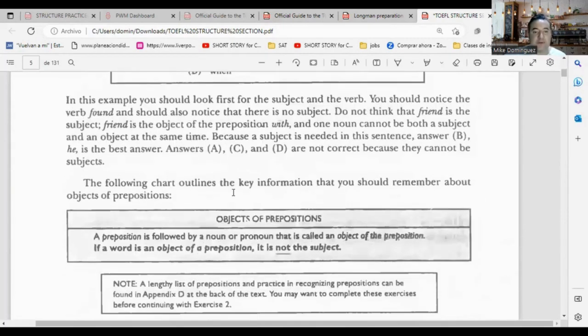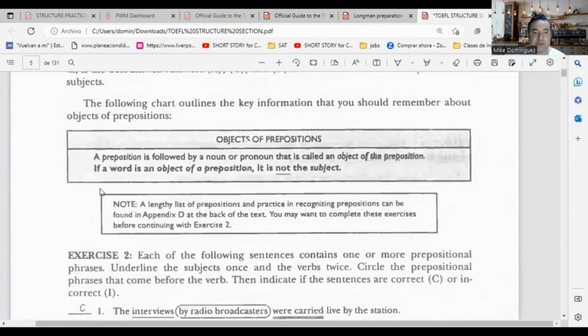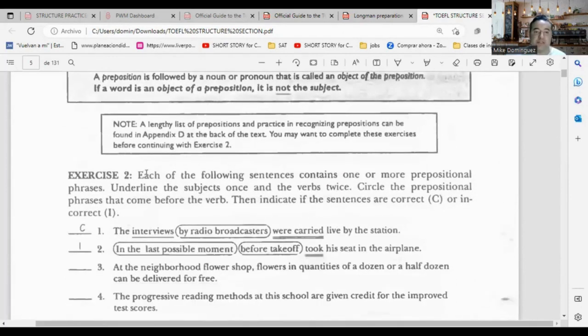Great. The following chart outlines the key information that you should remember about objects of preposition. A preposition is followed by a noun or a pronoun that is called an object of preposition. If a word is an object of preposition, it's not the subject. Each of the following sentences contains one or more prepositional phrases. Underline the subjects once and the verbs twice. Circle the prepositional phrases that come before the verb, then indicate whether the sentence is correct or incorrect.